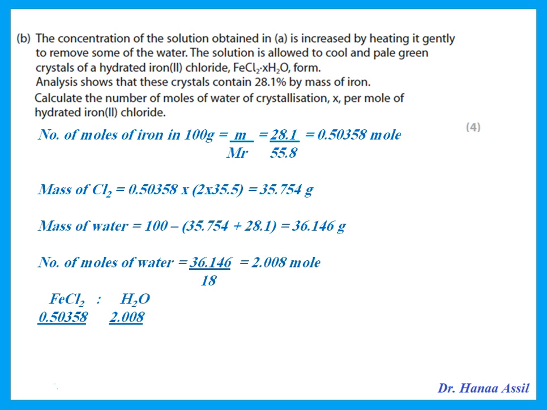and that means I have the ratio of number of moles. We need to simplify it by dividing by the smallest. It comes out 1 to 4, so X is 4.